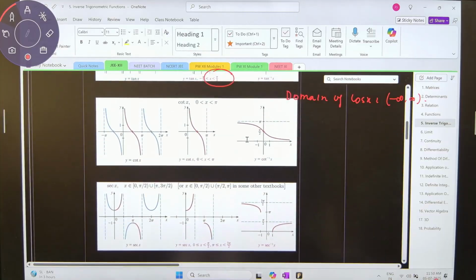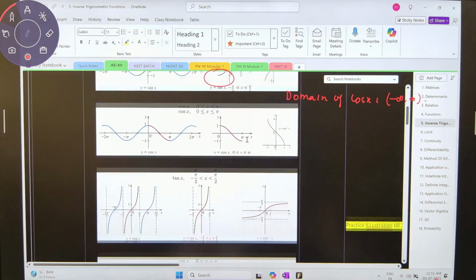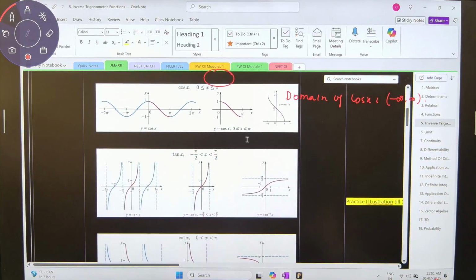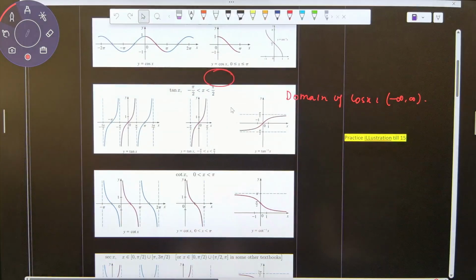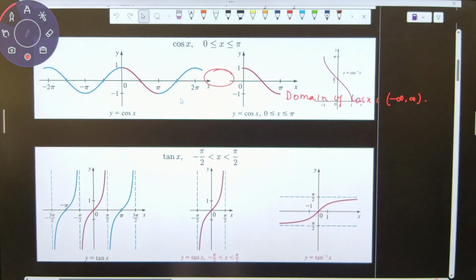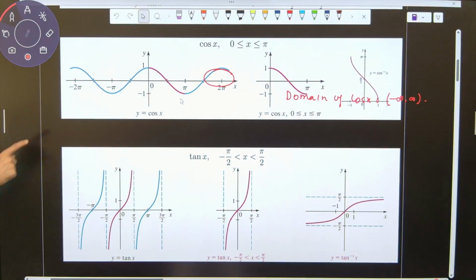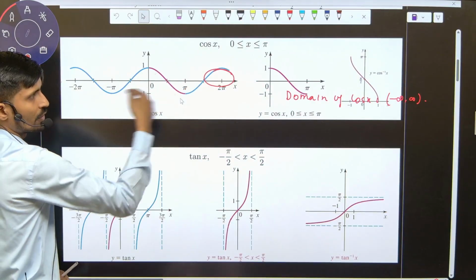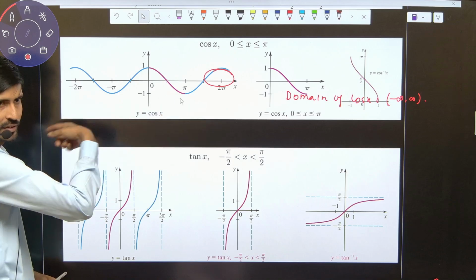Okay, that we wrote on the board, not on my notes, so it is not there. But you can see here. Remember, domain means the value of x. You can see cos x is expanded between minus infinity to infinity on the x axis. So the domain will be minus infinity to infinity.